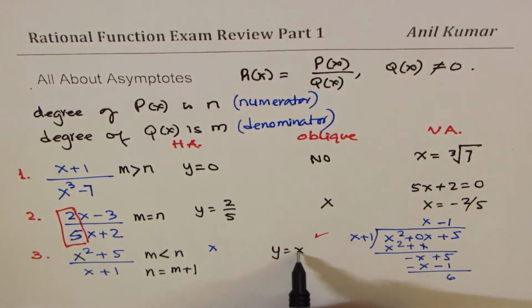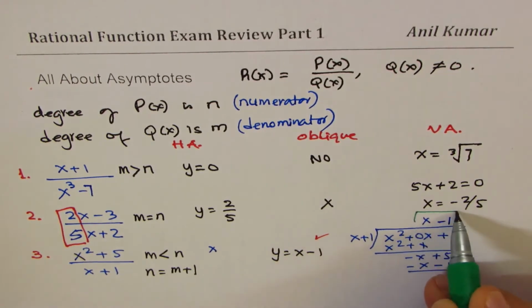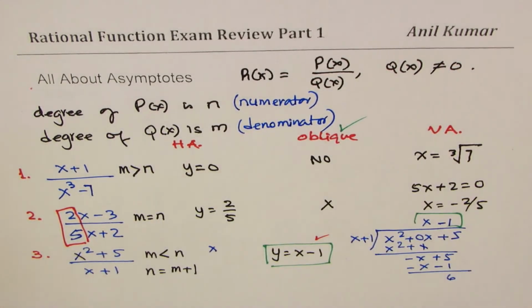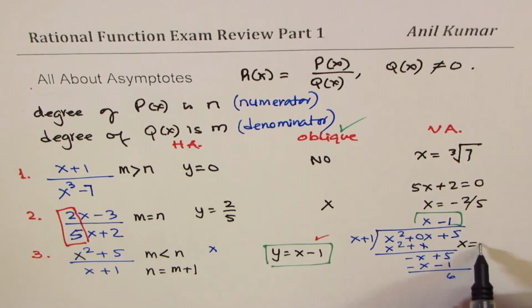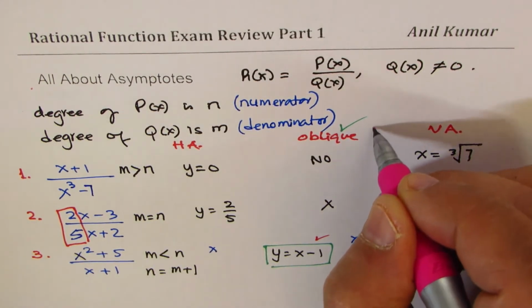So y equals to x minus 1 is your oblique asymptote. Do you get it? So this is your oblique asymptote. So you get oblique asymptote when degree of numerator is 1 higher. Is that clear to you? Perfect. Now, denominator x equals to minus 1 will give you vertical asymptote. Clear? So these are the conditions when you have oblique and vertical asymptotes. Is that clear to you?